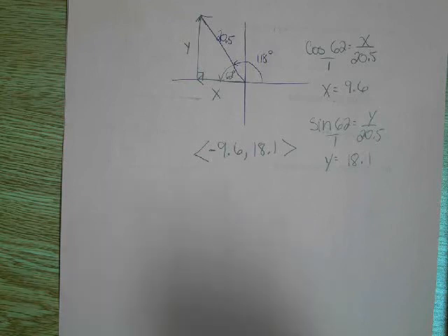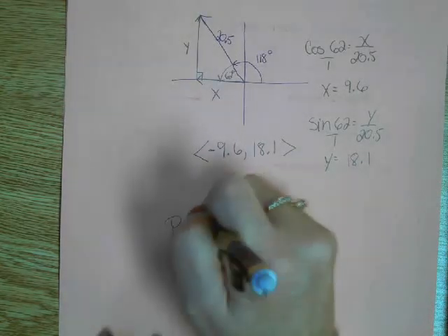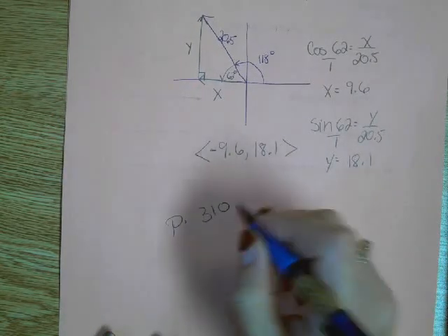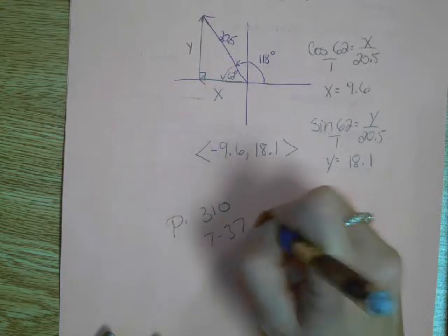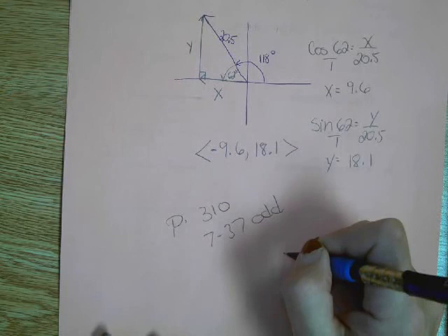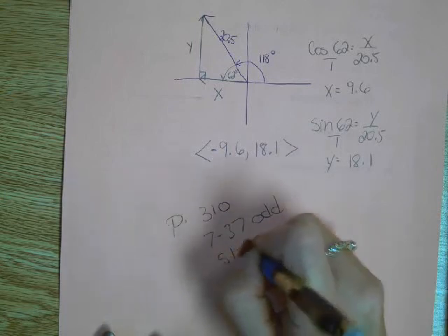Alright, what do I have for you? Page 310. 7 through 37, odd. And 51 to 57, odd.